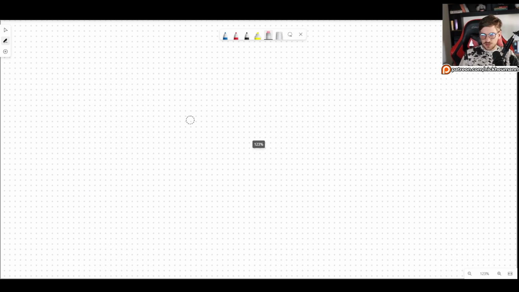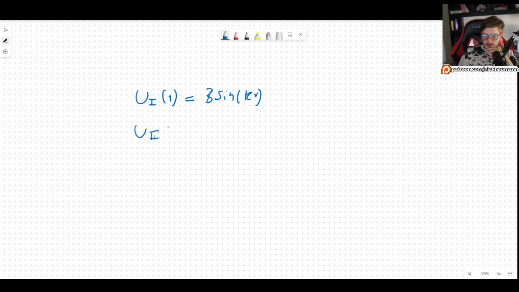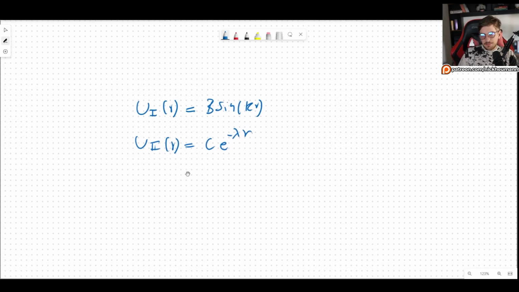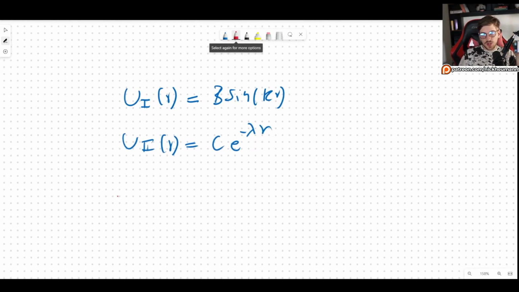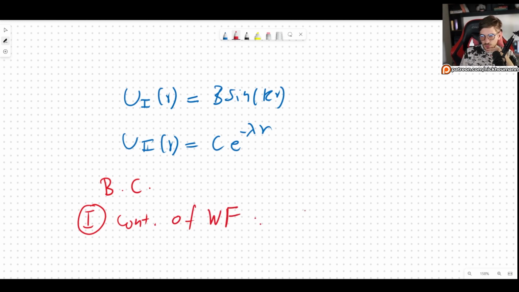Okay, so let's now recap our results. We found inside, or maybe let's just call it region 1, that the wave function here is some constant b times sine of kr, and now in region 2, we see that it has to be c e to the minus lr. So let's apply boundary conditions, and there are of course two of them: continuity of the wave function and continuity of the derivative of the wave function. So boundary conditions. First, continuity of the wave function. So we need that at r equal to a, b sine of ka has to be equal to c e to the minus lambda a.